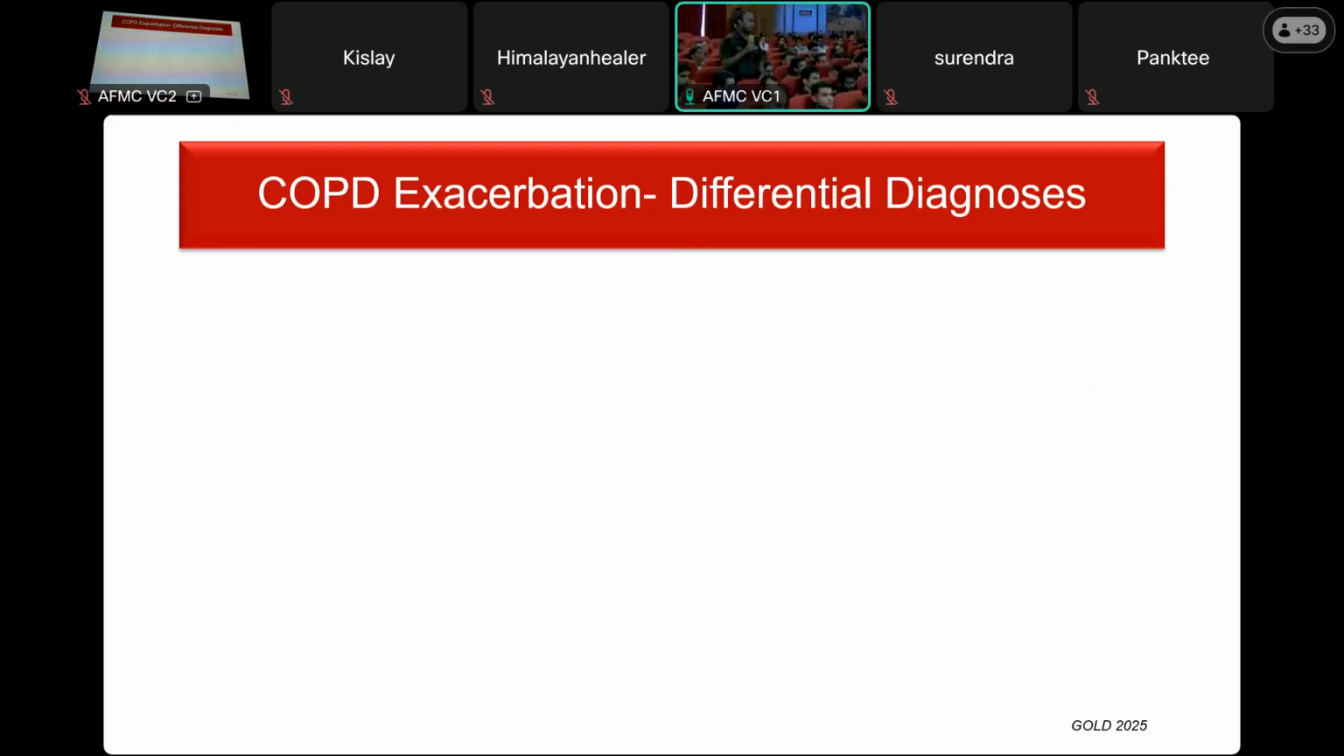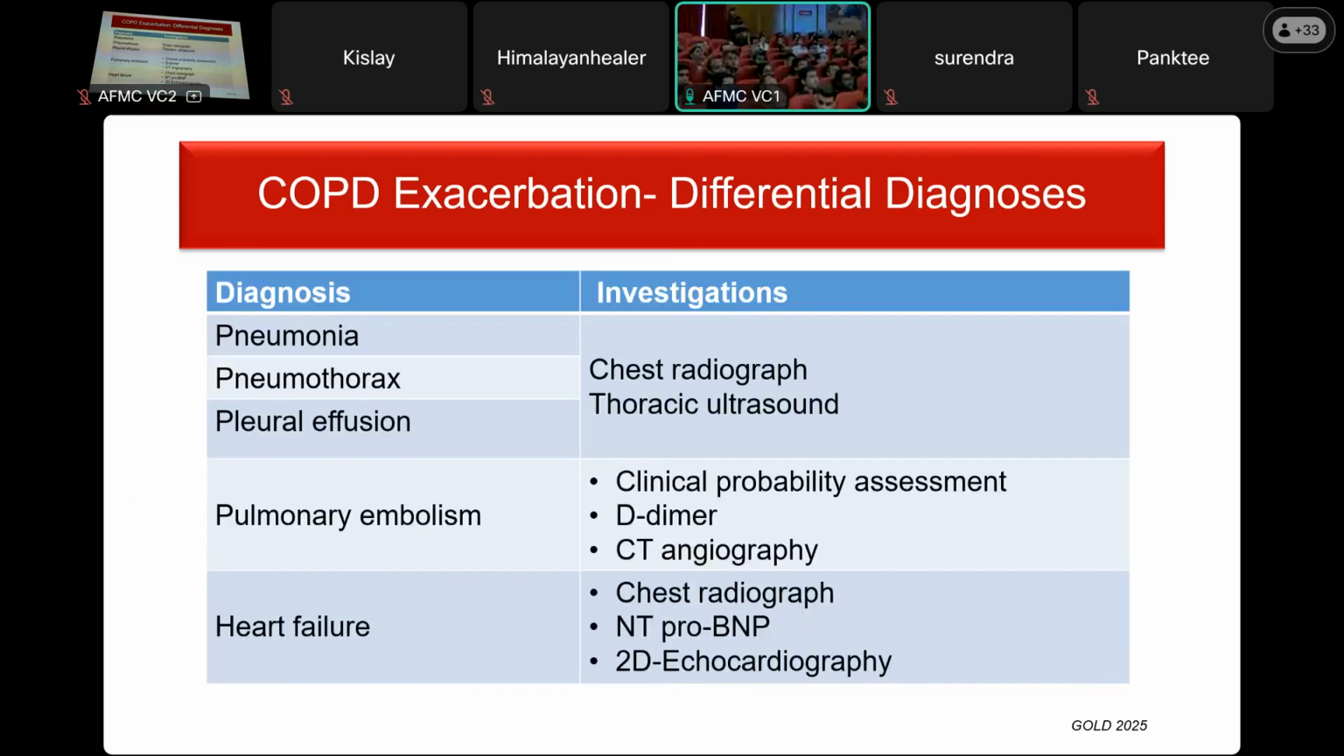And any clinical probability score that you can use? Sir, the PESI score can be used in PT, sir. What else? Or Wells score. Better. So these are the differentials which include pneumonia, pneumothorax, effusion, pulmonary embolism, and heart failure.